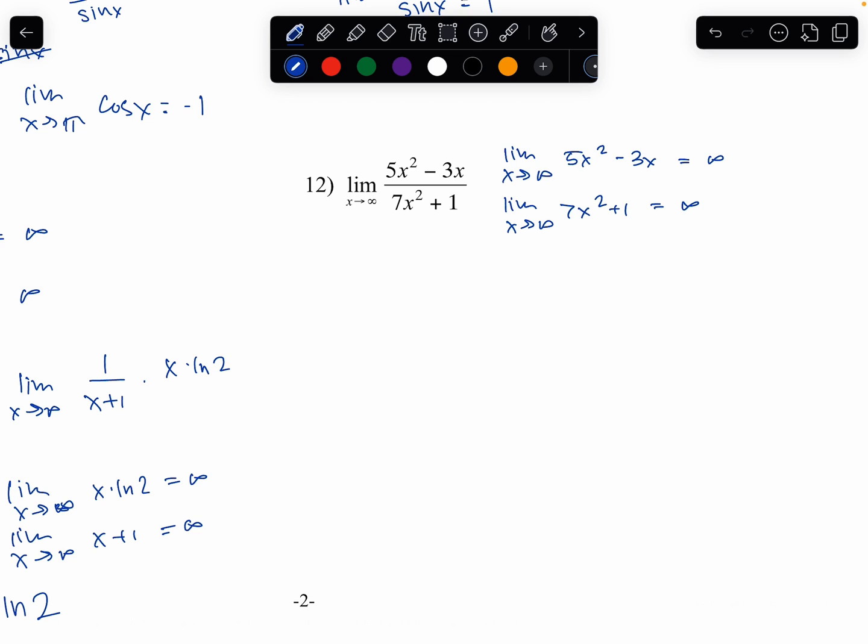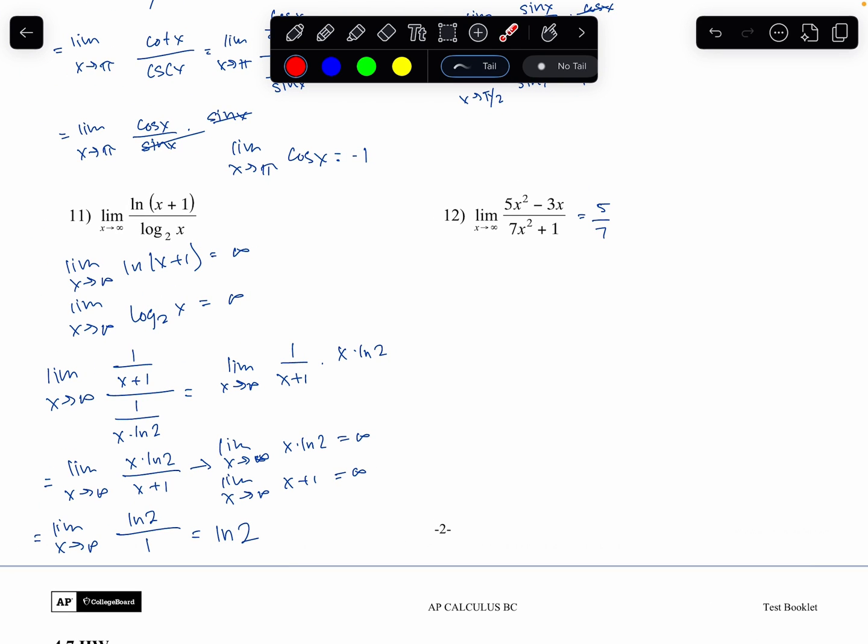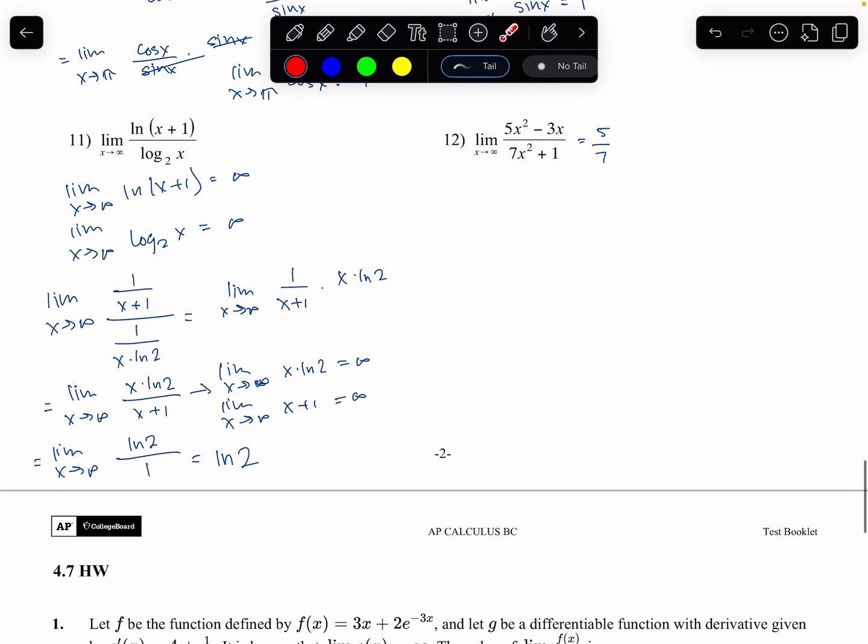Now, I'm going to be honest, I'm actually going to stop right here. We don't need to evaluate limits at all. We already know a better way to evaluate limits of polynomials when their degrees are the same. We learned this in chapter 1. If their degrees are the same, the limit at infinity is equal to the ratio of their coefficients. This is going to be equal to 5/7. Boom. Now, you could definitely show that using L'Hopital's rule, but I already know that.